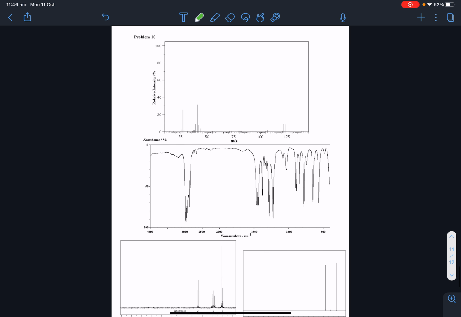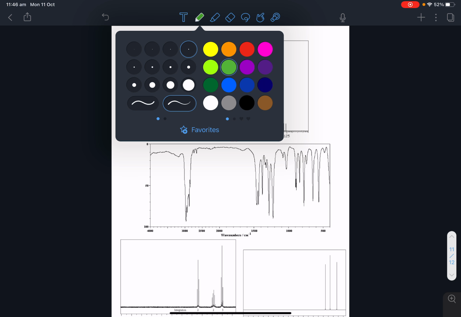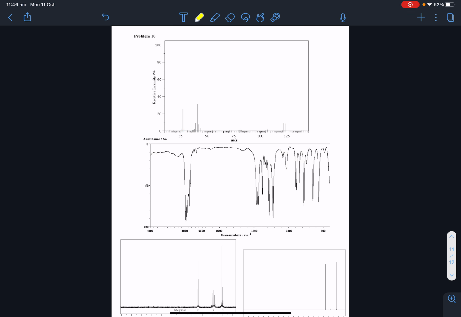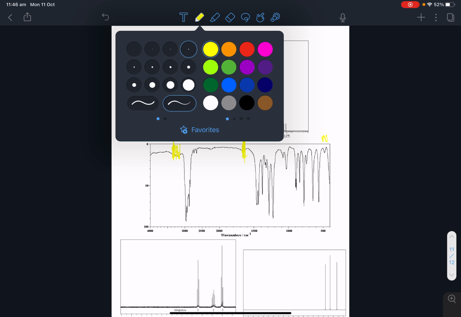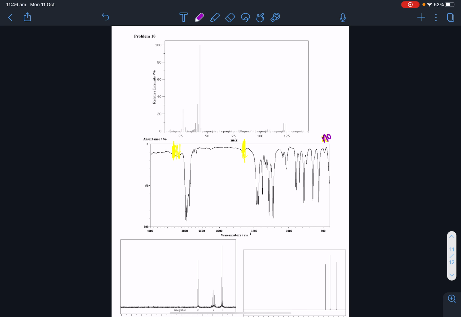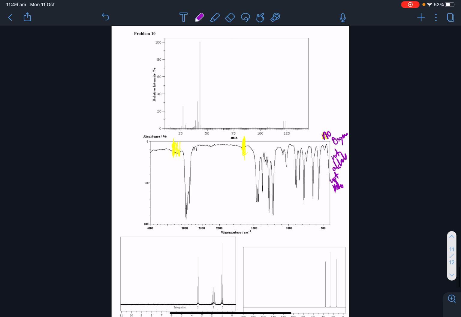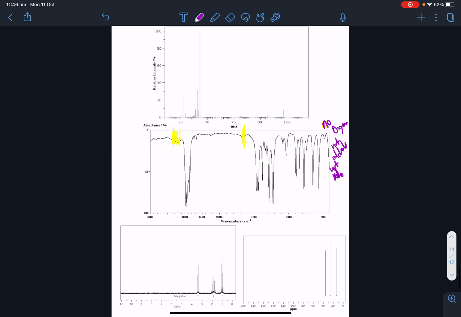Okay. I'm going to start with IR. Look, it's missing something, and it's missing something. Sorry, writing in yellow. No oxygens. Not alcohol or ketone or anything like that, so we don't need to worry about that. Also, it's got an awfully large mass.